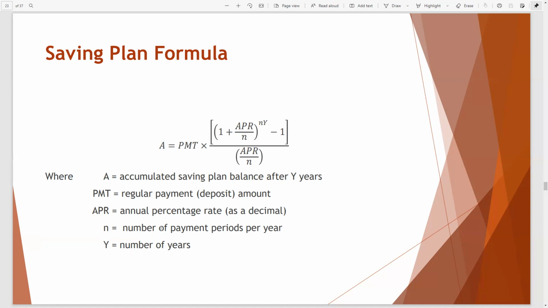n is the number of payment periods each year, usually 12, and y is the number of years. You need this formula when you have a regular saving plan, so you need to write it down or have it somewhere. When we do the examples, you'll see.